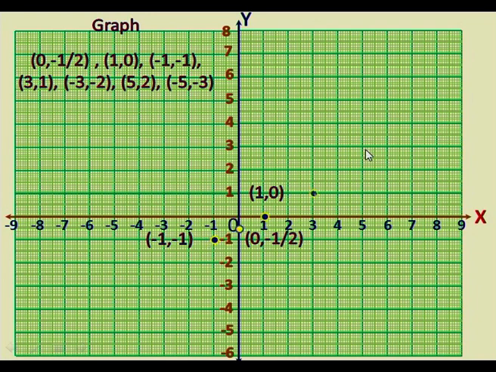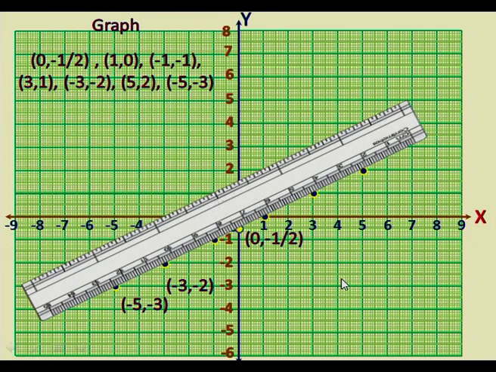x is equal to 3, y is equal to 1; x is equal to -3, y is equal to -2, right. x is equal to 5, y is equal to 2. Now, x is equal to -5, y is equal to -3, right. Now you are able to see there are 7 points: 1, 2, 3, 4, 5, 6, 7 points. Let me join these points with a scale.